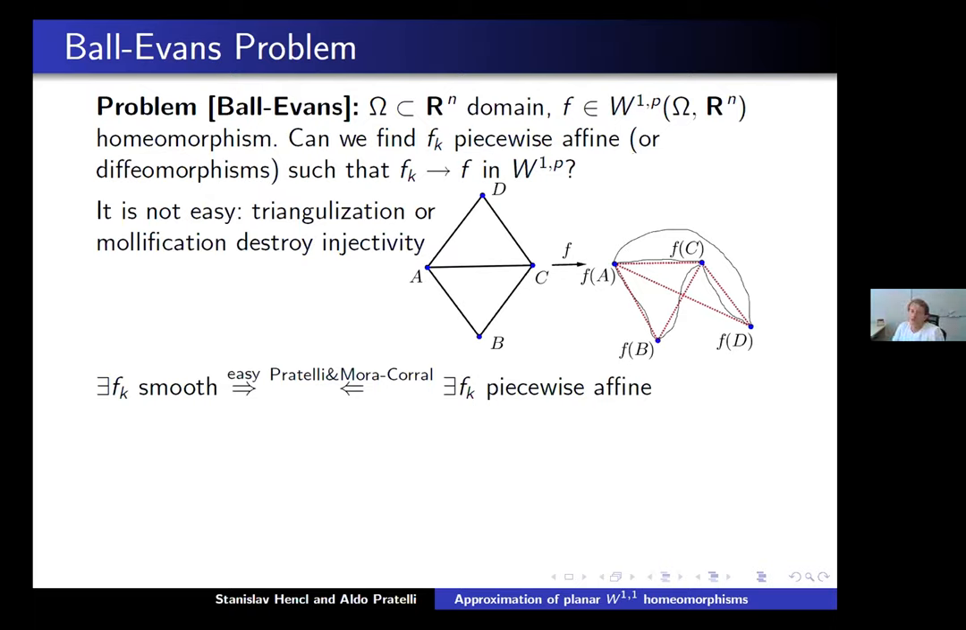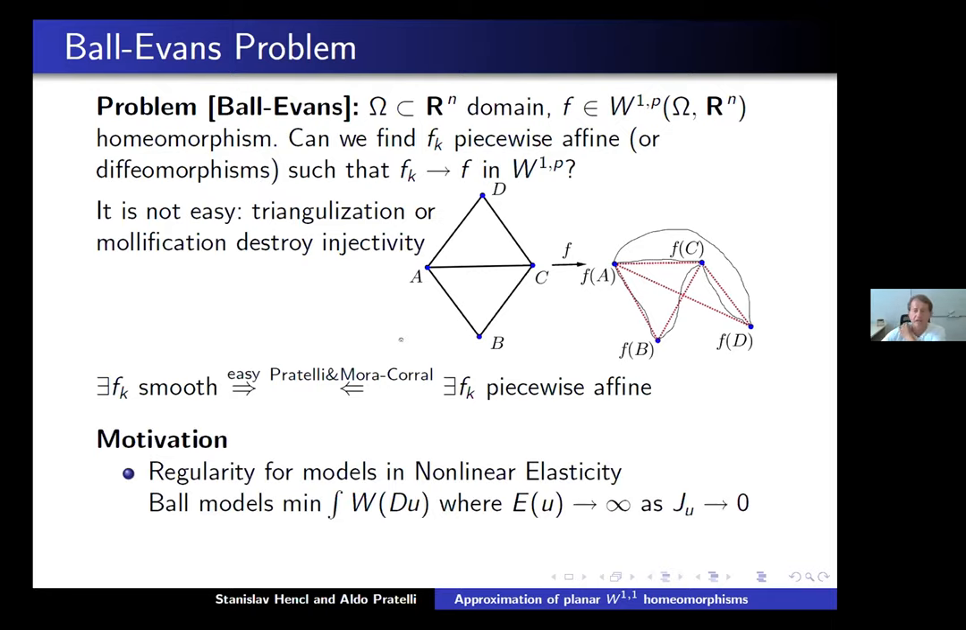Next thing, let me formulate my Ball-Evans approximation problem. I have two questions: if it's possible to approximate by piecewise linear homeomorphisms, or if it's possible to approximate by diffeomorphisms. It's not difficult to see that if you can approximate by smooth maps, then you can approximate by piecewise linear maps. But the opposite implication is also true, though this requires some proof. So, okay, these problems are equivalent. If I can approximate by piecewise linear, I can approximate by diffeomorphisms.